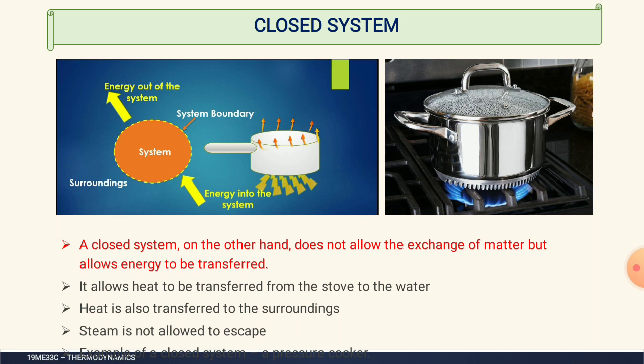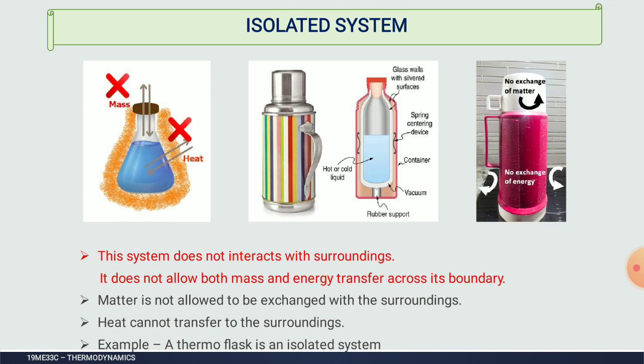Practical examples of a closed system are a pressure cooker and a hot flask. Here there is no mass interaction, but energy interaction is there. Then the isolated system: when there is no mass interaction and no energy interaction, the system is called an isolated system. This is also an imaginary one. In the world, there is no such thing as an isolated system.